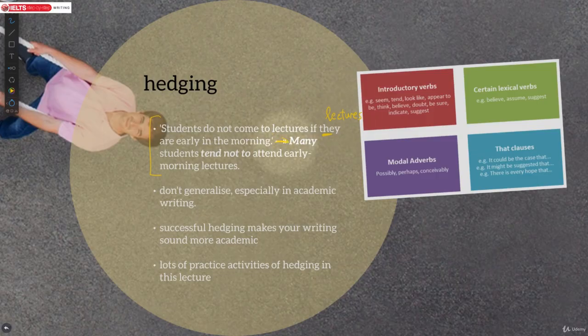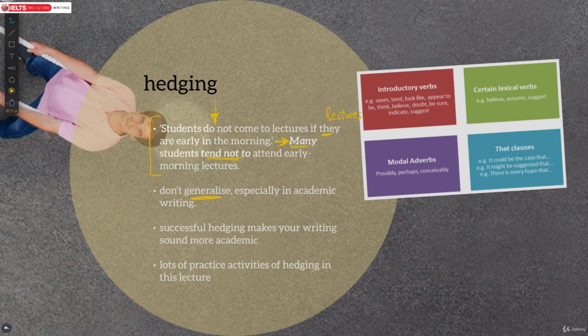Now, another way to write this with a similar meaning, but there's a major difference. Many students tend not to attend early morning lectures. Okay. The second example is using something called hedging. Many, and the phrase here, tend not to. Okay. What they're doing is they're saying that it's not black and white. These hedges allow this statement, which is too black and white and too general, to have a gray area, if you know what I mean.